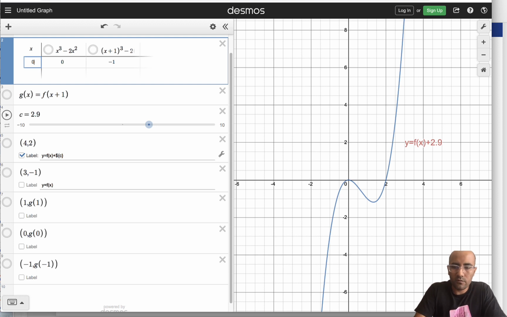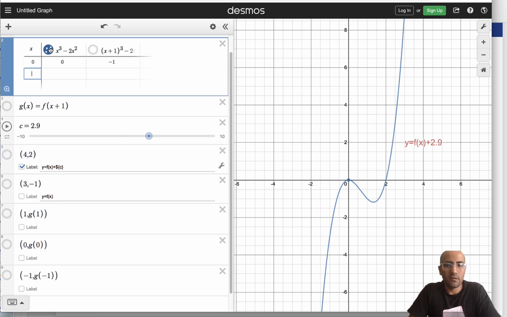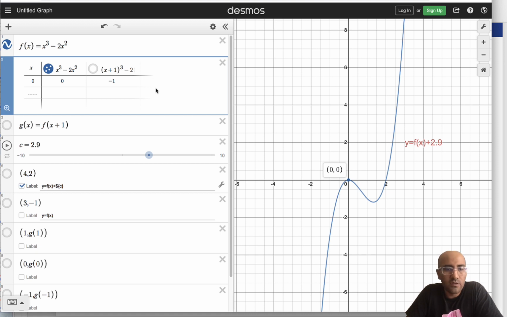Okay, so 0 looks like this. So 0 originally mapped to 0. We're happy with that. Here's the original function. But now when we put in plus 1, we end up getting this value here. Okay, so that initially might look like what we did is move it down, but that's not what happened.